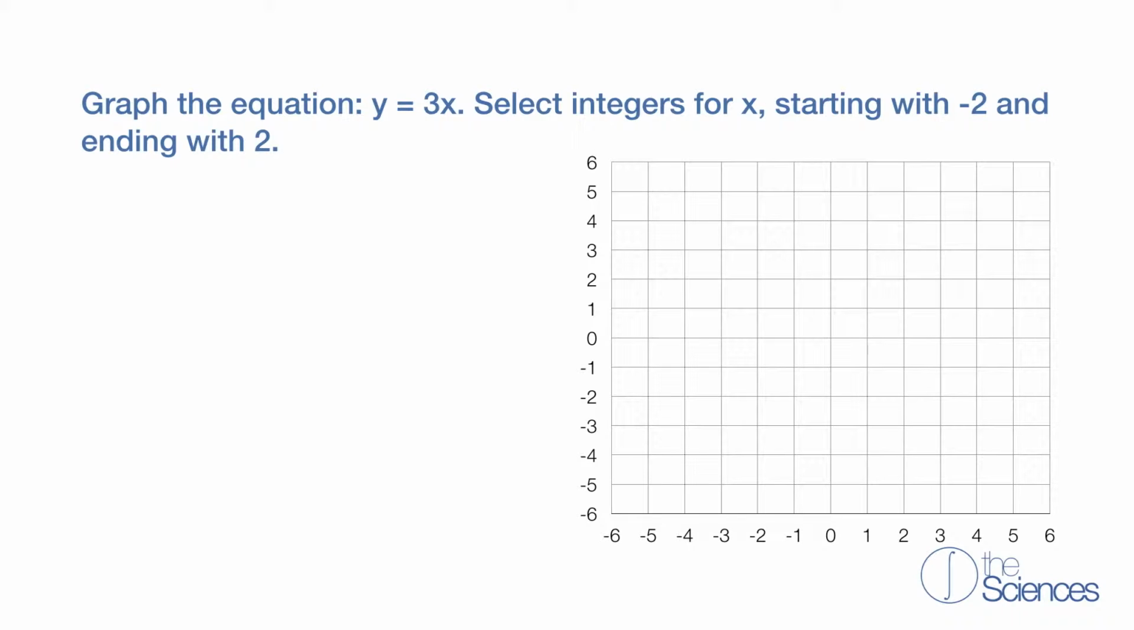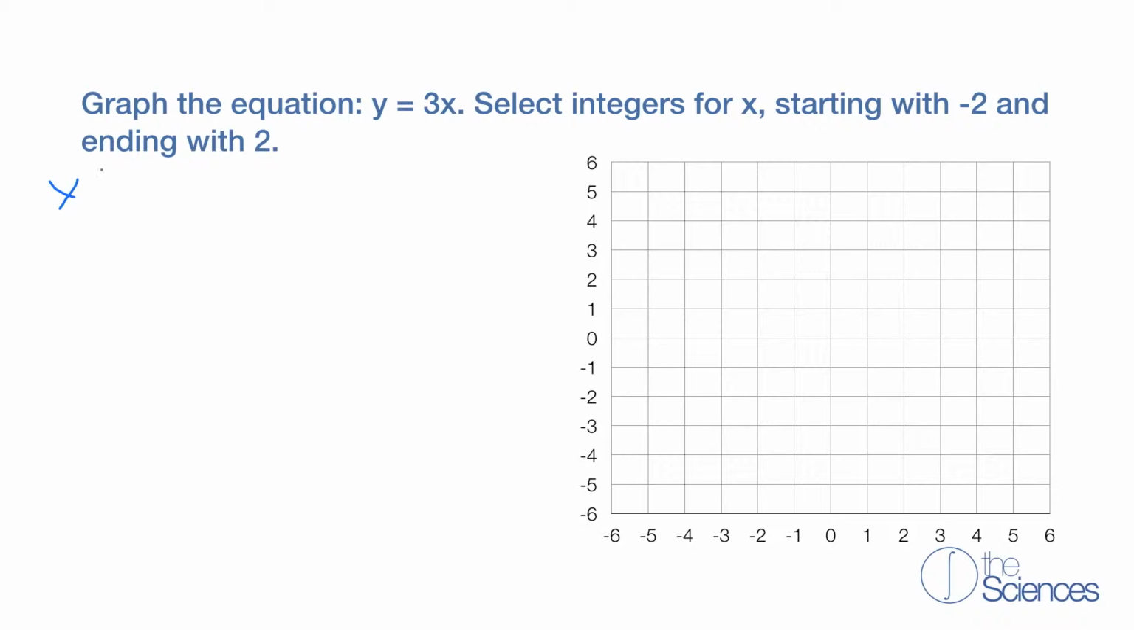Graph the equation y equals 3x, selecting integers for x starting with -2 and ending with 2. Our first step is to find several ordered pairs that are solutions of the equation. Because there are infinitely many solutions, we cannot list them all. So to find a few of the solutions, we're going to select integers for x starting with -2 and ending with 2.